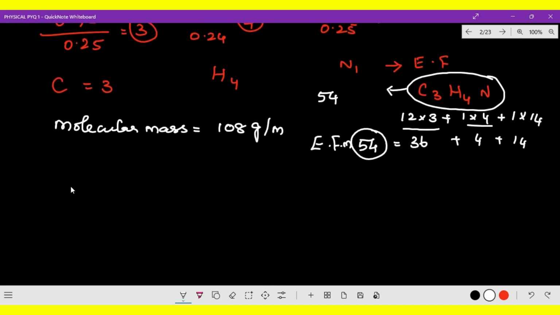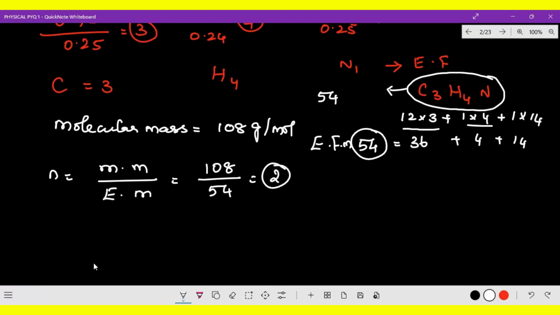Now we have to find that n. So n equals molecular mass divided by empirical mass. Molecular mass is 108 gram per mole, and empirical mass is 54, so you will get 54 twos are 108. Simple way also you can calculate it: 4 plus 4 is 8, and 5 plus 5 in that way also. It is just a simple mind math, right? So here you will get 2. You just remember this 2.